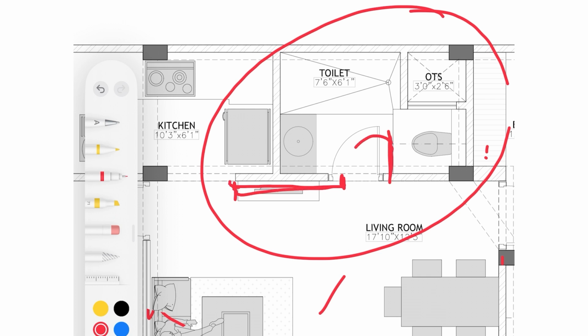So I would have shifted my wall like this. Secondly, I could have created my shower cubicle like this, so that you get a good shower area, and this maybe would have been my wash basin, a good focal area once you enter.